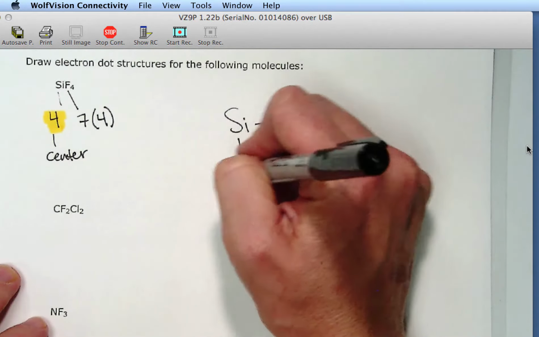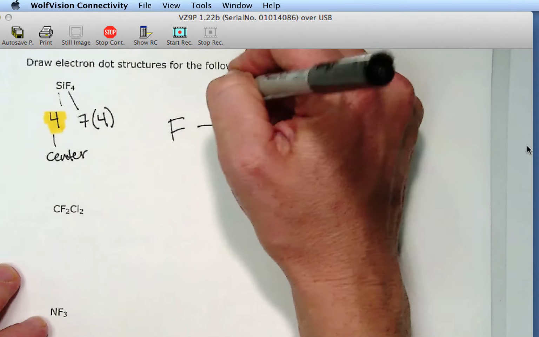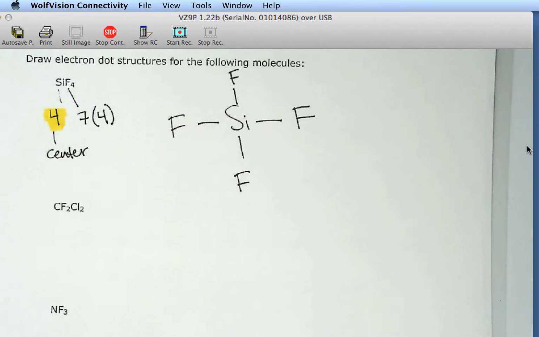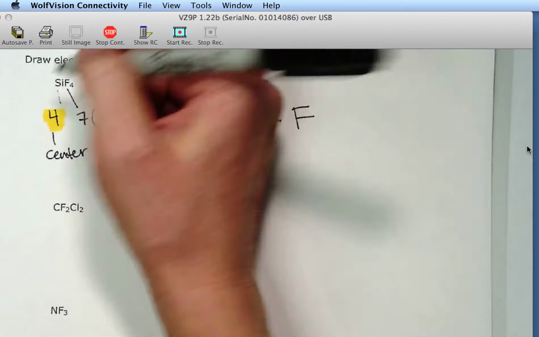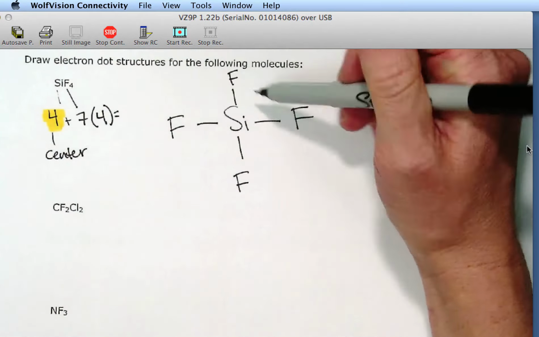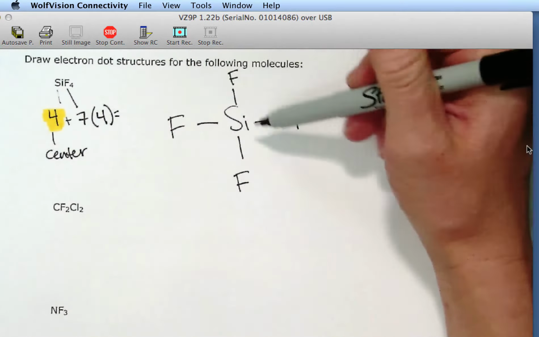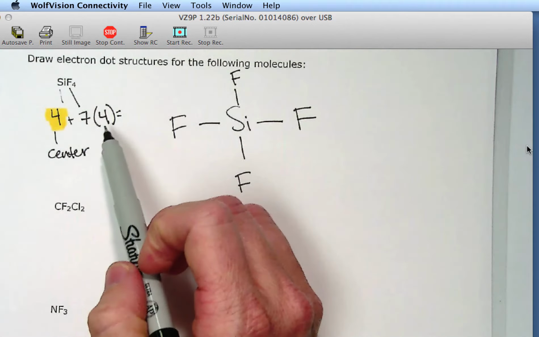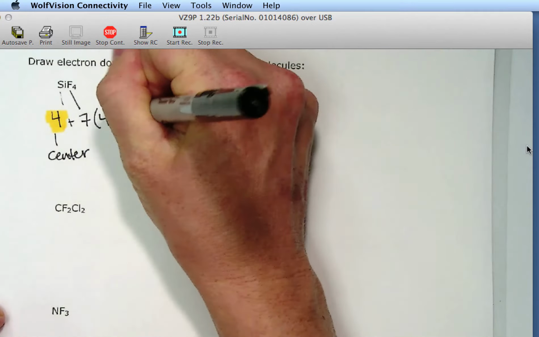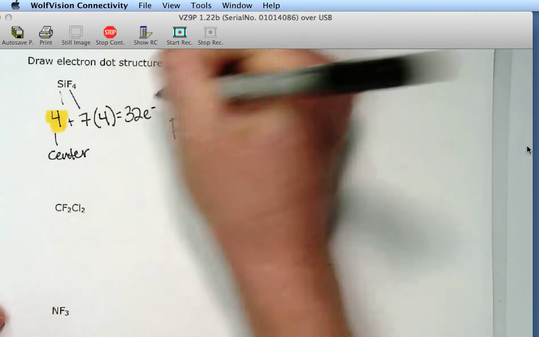So with this electron dot structure, you're going to have silicon bonded to fluorine. Now be careful. A lot of times students will just put one F and not 4 Fs. That 4 means there are 4 fluorines. So 1, 2, 3, 4. You tally it up: 7 times 4 gives you 28, plus 4 gives you 32 valence electrons in this electron dot structure.